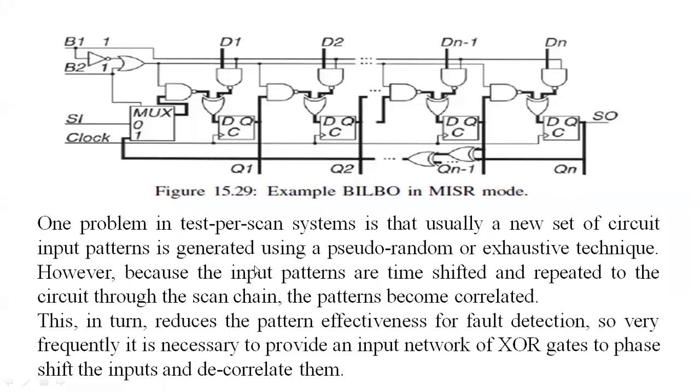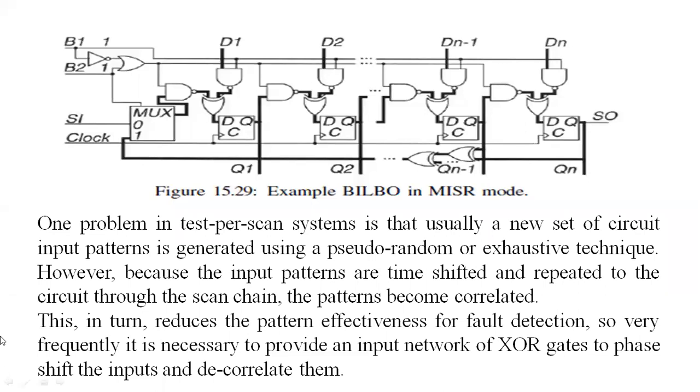One problem we have within this test per scan system is that usually a new set of circuit input patterns is generated using pseudo random or exhaustive techniques, which we have already discussed. It requires a new circuit input pattern because with a circuit input pattern, it is easy to test the circuit and see whether it is faulty or whether a fault-free output can be represented.